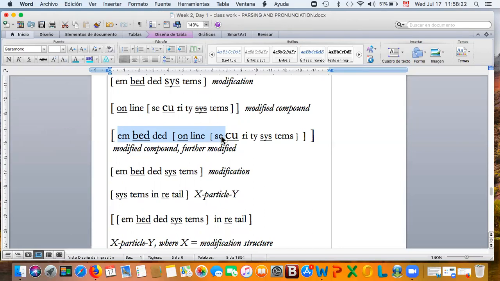Embedded online security systems. Of course, this accent here will be suppressed. Embedded online security systems. Middle, middle, middle, middle, middle, high, low. Embedded online security systems. Embedded systems. That's just modification.